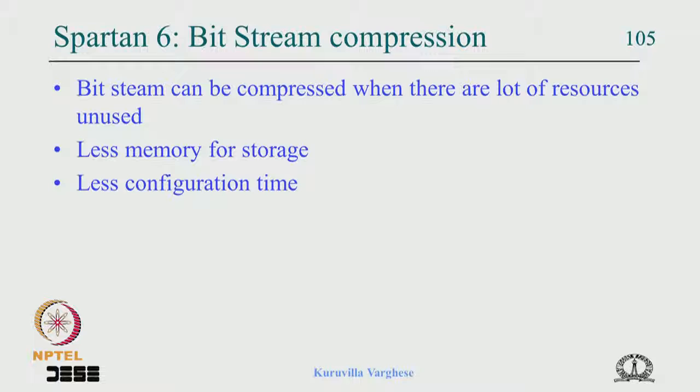Another option available in the current FPGAs is that the bitstream can be compressed, which is a bit older than the Spartan 6, even the FPGAs before had this option, because there could be a lot of resources which are not used at all, not configured at all. So there is a lot of redundant information that is not being programmed. So that information is removed, and the configuration bitstream size can come down. So that has two implications. One is that you can store it in a lesser memory space and it can be configured very fast.